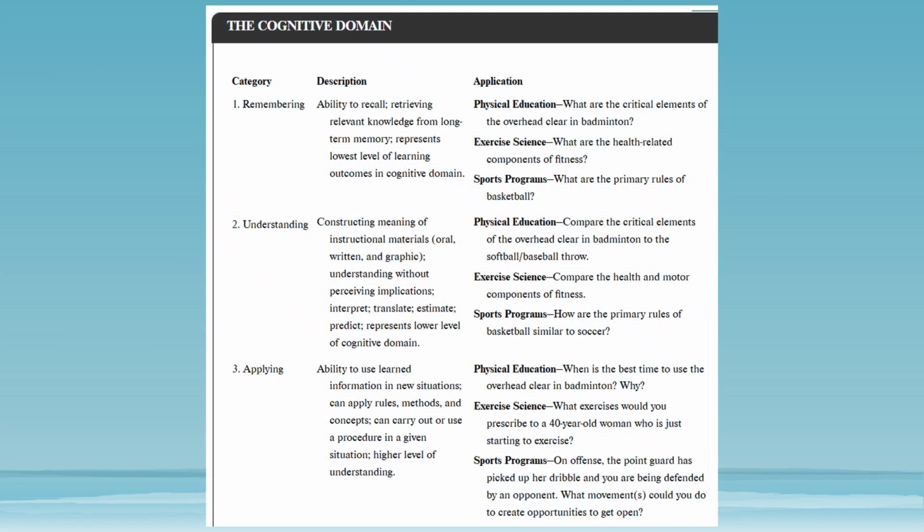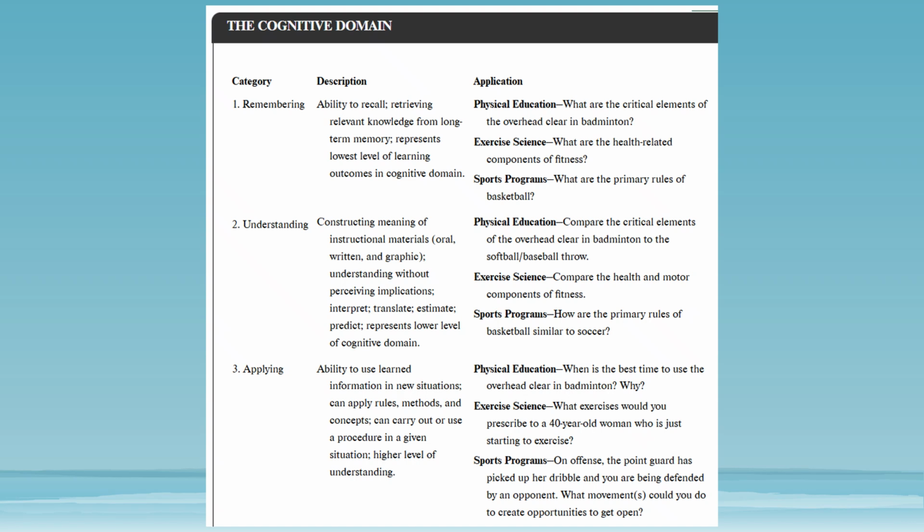This chart outlines the cognitive domain, which is a classification of learning objectives focused on mental skills and knowledge acquisition. It includes 3 categories: remembering, understanding, and applying, each with descriptions and example applications across physical education, exercise science, and sports programs. Here's a clear summary. So the cognitive domain, one of those key categories is remembering, and that is the ability to recall information from long-term memory. This is the most basic level of cognition.